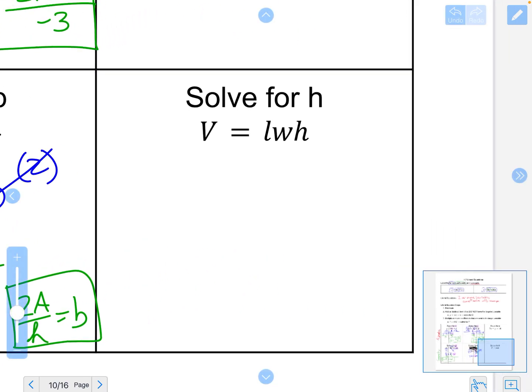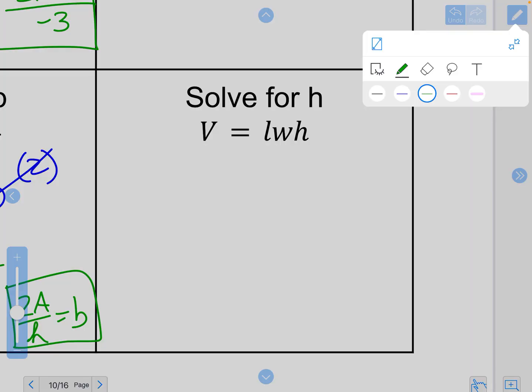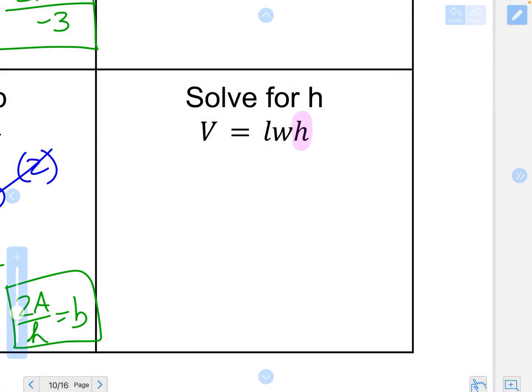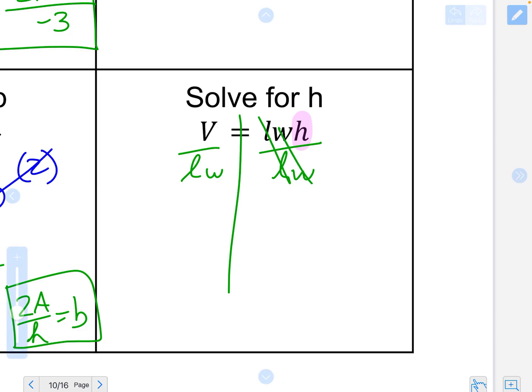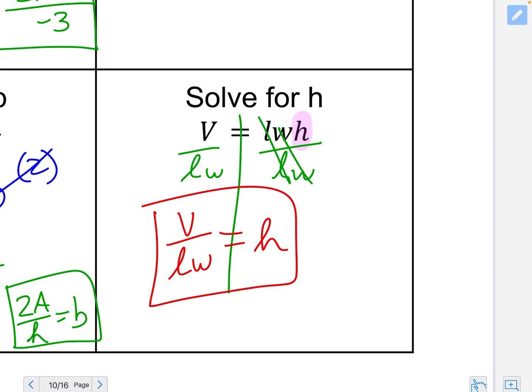Our final one, and actually this one is the easiest one of them all. If we want to solve for H, anytime we see 3 letters or letters next to each other or symbols next to each other, they all mean multiply. So the opposite of multiply is simply divide. What I do to one side, I have to do to the other. My L and my W cancel, and I'm left with volume divided by length times width equals the height. And that's all we do for literal equations.